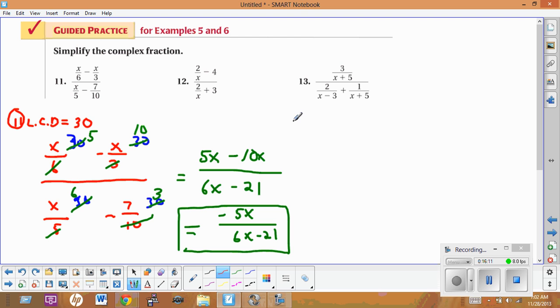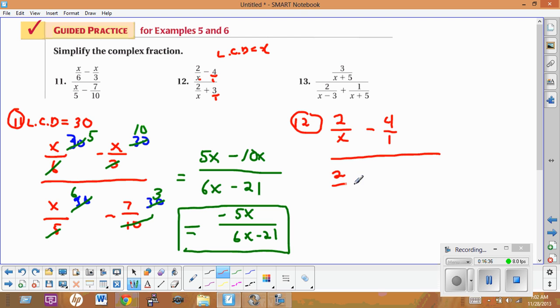Number 12, I'm going to do the same method. I'm going to multiply by the LCD. It looks like the LCD of this one will simply be x. Remember, these guys are over 1, so I'm going to multiply everything by x. So 2x minus 4, remember this is 4 over 1, over 2 over x plus 3 over 1. I'm going to multiply each of these by x.